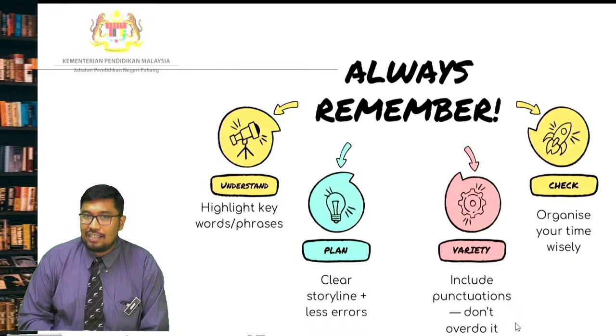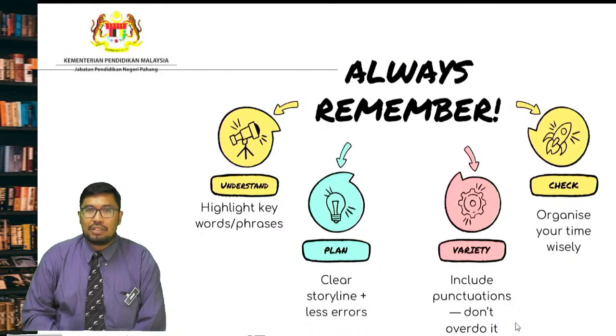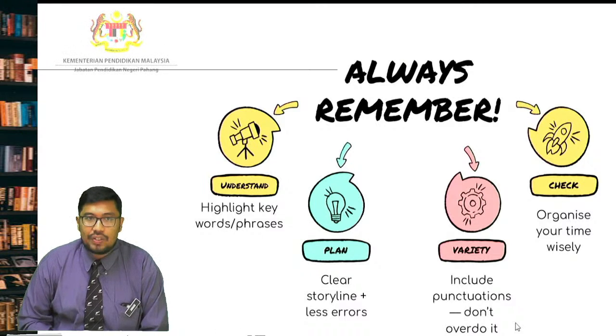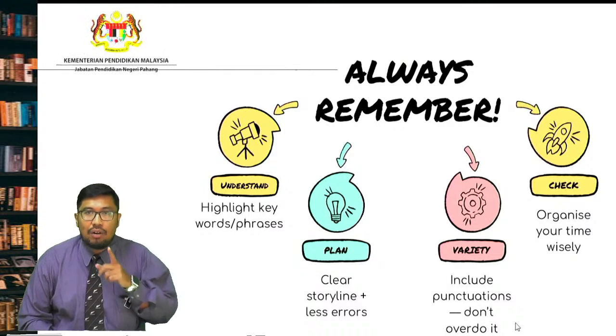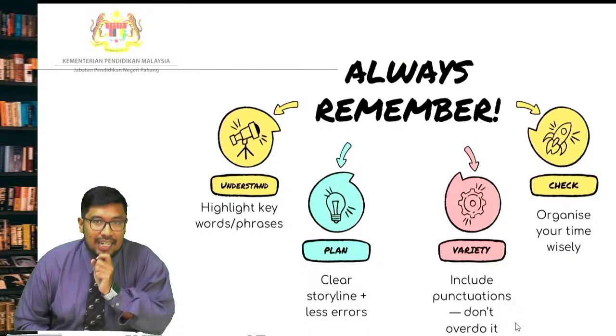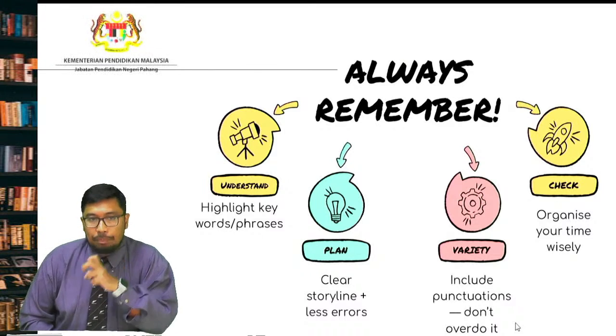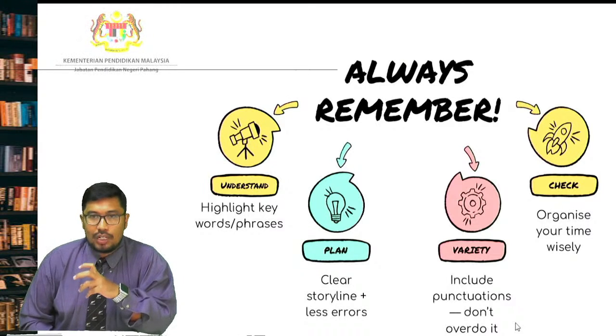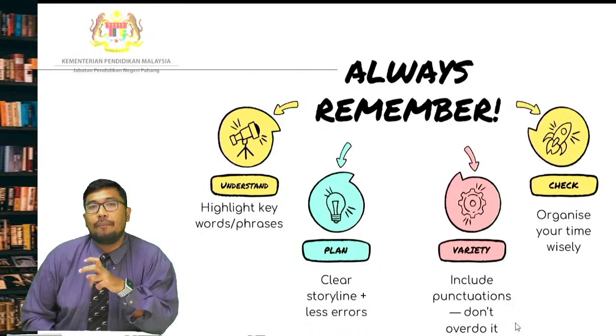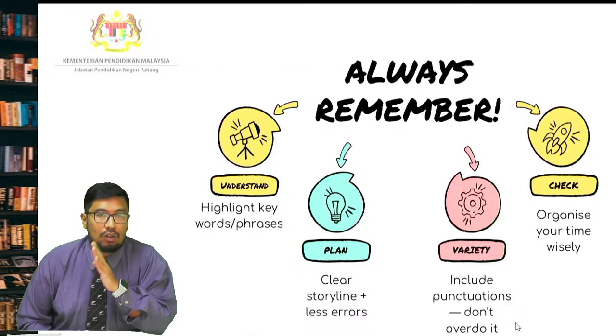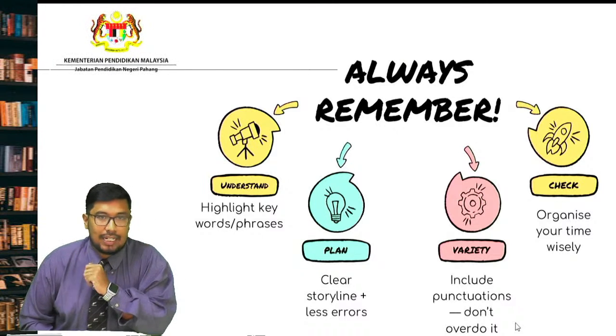If you are getting excited about how to use punctuation, as you can see on the screen, I've written some advice there. Don't overdo it. That's why just now I only focused on the rising action part. If you would like to apply this technique or structure, make sure you focus only on one part of your storyline.